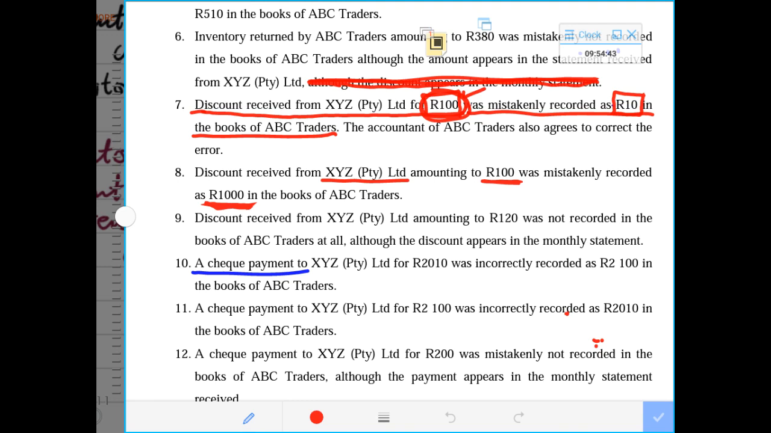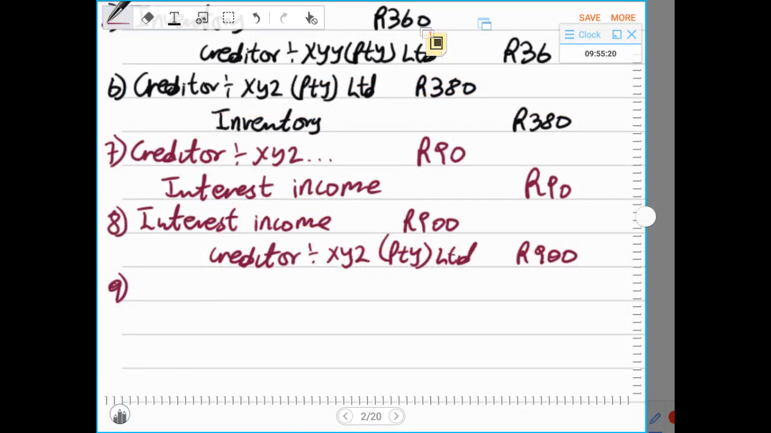Then now we have entry number 9, and entry number 9 says that a discount received from our supplier XYZ Pty Ltd amounting to 120 was not recorded in the books of ABC Traders at all. So now this discount was not recorded, and they say the discount does appear in the monthly statement. So now meaning this 120 must just be recorded as a discount that was granted to us.